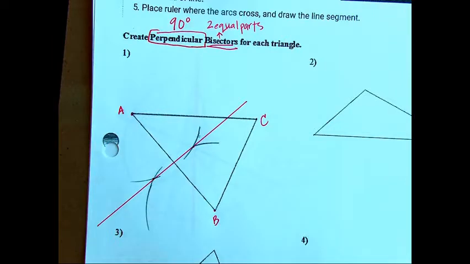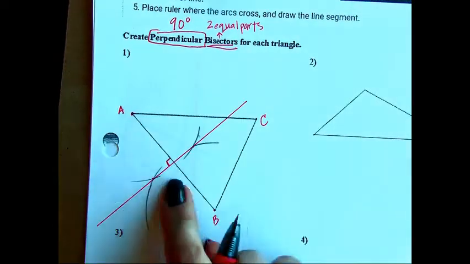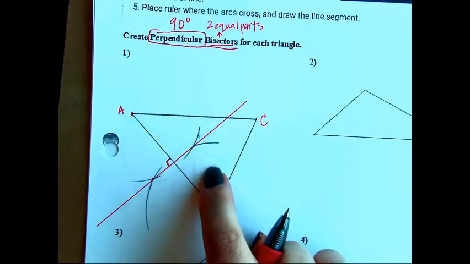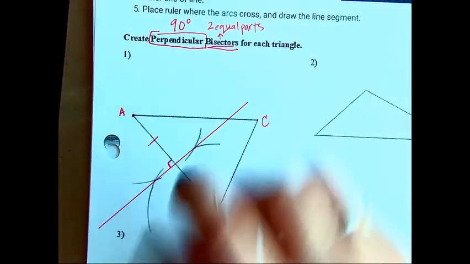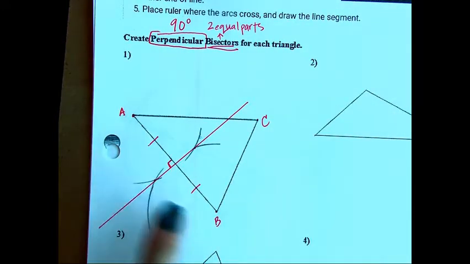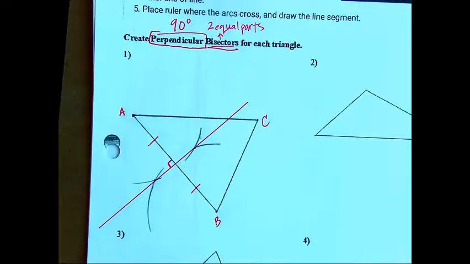Okay, so this is my perpendicular bisector for AB. So I'm going to create a 90-degree angle here because that's what this is, a perpendicular bisector, and it's cutting this side into two equal parts. So I'm going to put little hash marks to show that this piece is the same as this piece because it's a bisector. Now I'm going to change colors and we're going to do the same thing to BC.